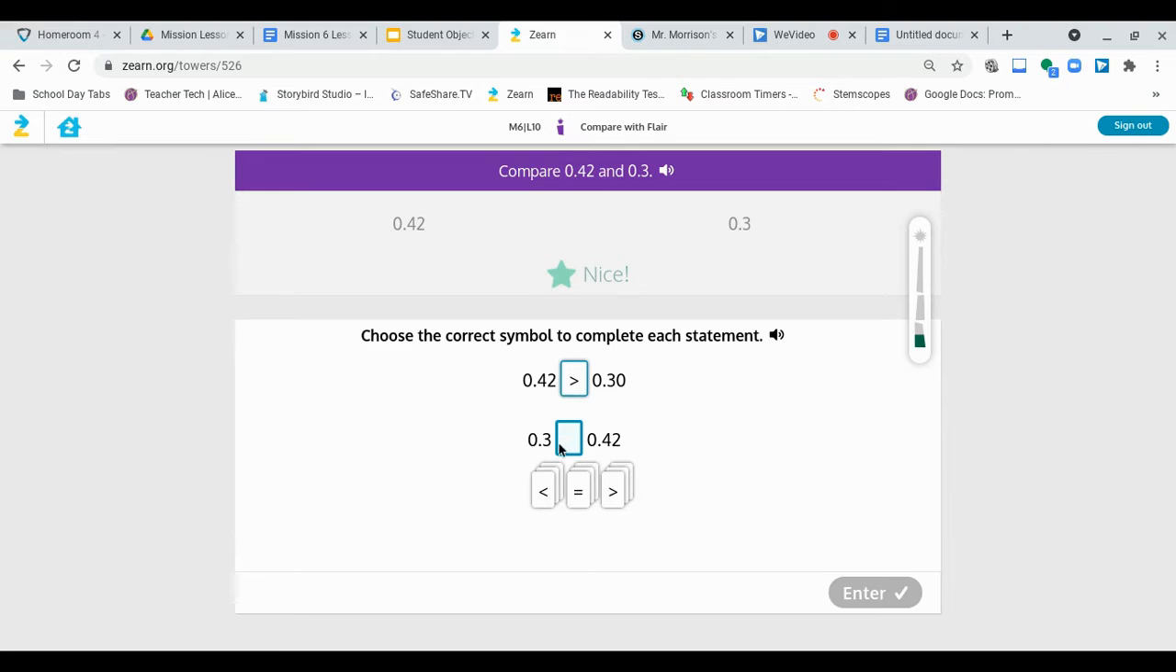And then it asks us to compare again. Here we had 42 hundredths and 30 hundredths, and now it says 3 tenths and 42 hundredths. Well, we just said that 3 tenths is the same as 30 hundredths. They're the same number, just written a different way. So 42 hundredths is still bigger, and I just need to make sure the symbol is facing the 42 hundredths. So we can say 3 tenths is less than 42 hundredths.